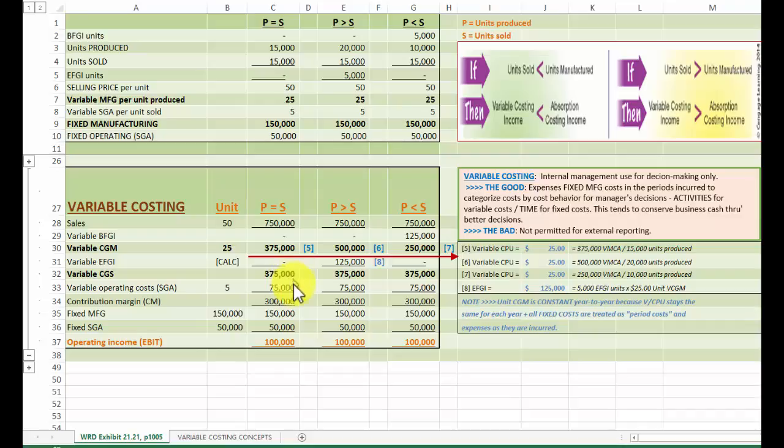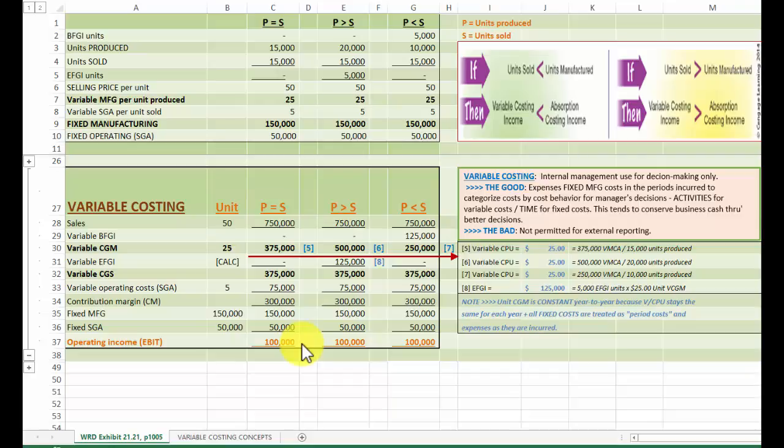Variable cost of goods sold plus the variable operating costs: 15,000 units sold times $5 a unit, or $75,000, from sales. 375 plus 75,000, from the sales of 750, gives you a contribution margin of $300,000. Subtract fixed manufacturing and fixed selling, general, and administrative costs, and that gives $100,000 in operating income, or EBIT.